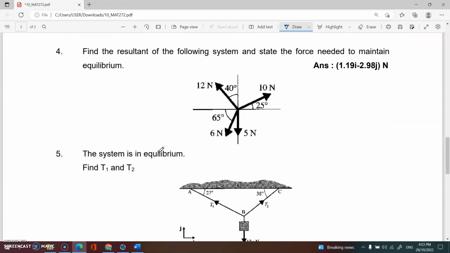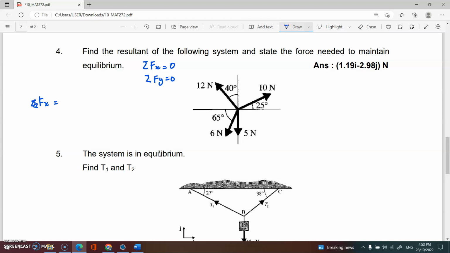Okay, let's look at the fourth example. Find the resultant of the following system and state the force needed to maintain equilibrium. So again, the sum of Fx must be equal to 0, and also the sum of Fy must become 0. So let's do for Fx. Summation of Fx, just simply write Fx.